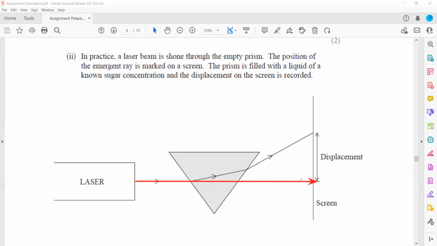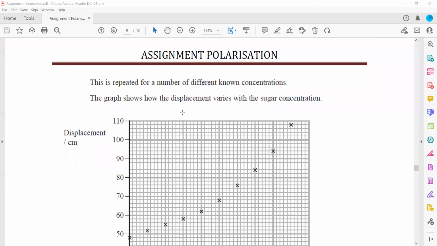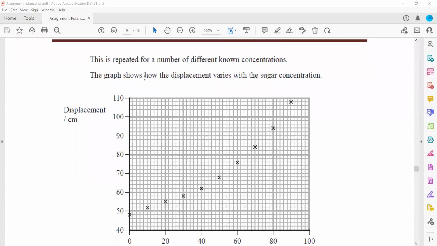But when there is a liquid inside, it has a higher refractive index, so the light will bend towards the normal and then bend away from the normal. So with the sugar solution and without the liquid, the light is taking a different path. And we measure the distance, how much displacement has occurred from the original position, for different concentrations of sugar solution. This is repeated for a number of different known concentrations.